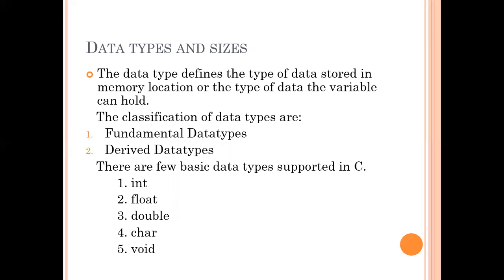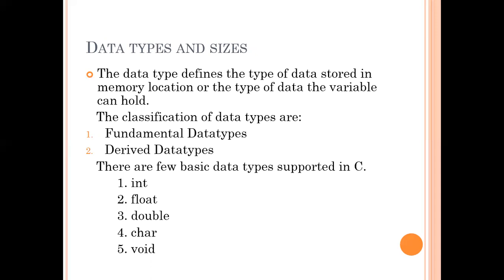Fundamental data types like int, character, float. They are all primary data types. Derived data types, I'll talk about later. User defined data types. The user can define an enumerated data type, which is an example for user defined data type. The enumeration data type, what I have discussed, is an example for user defined data type.